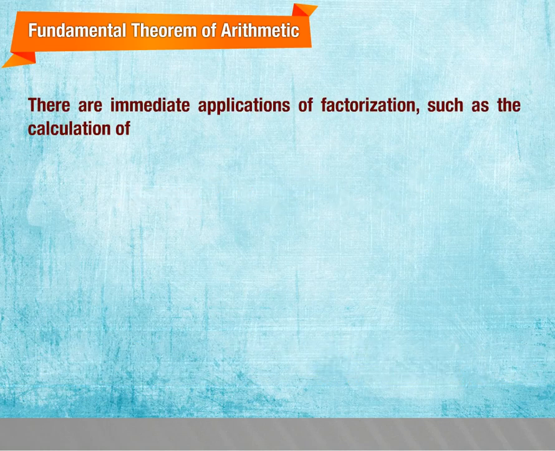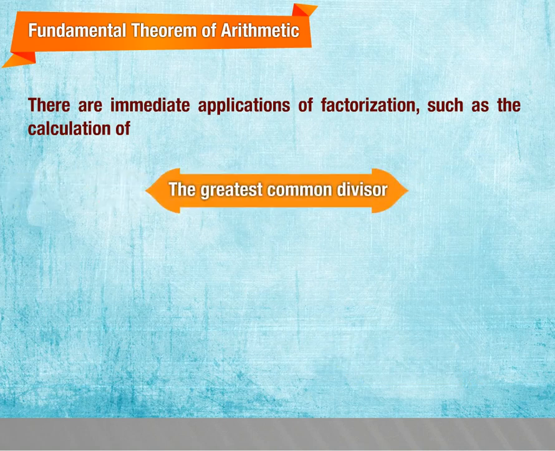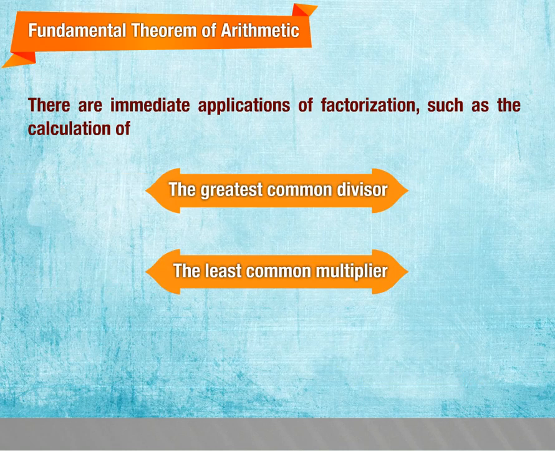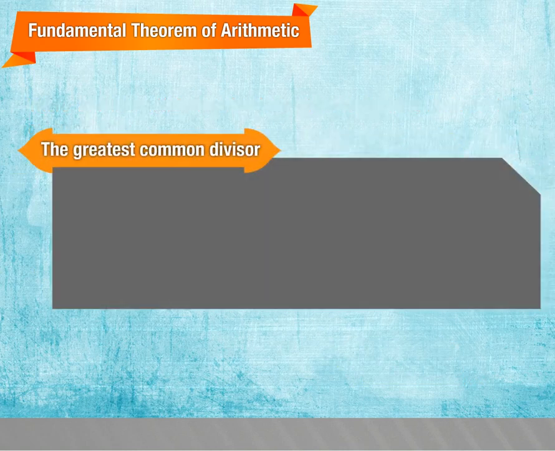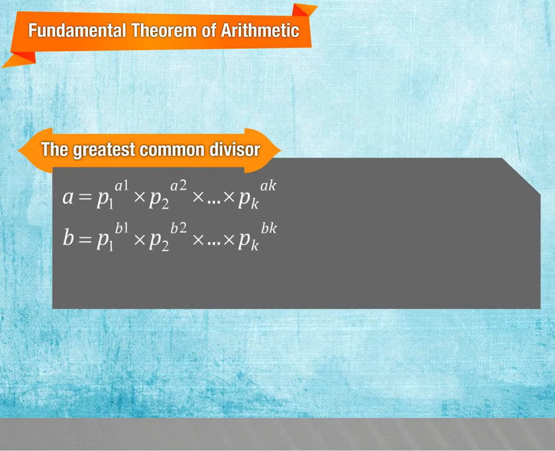There are immediate applications of factorization such as the calculation of the greatest common divisor and the least common multiple. For the greatest common divisor, A is equal to p1 to the power a1 into p2 to the power a2 and so on up to pk to the power ak. B is equal to p1 to the power b1 into p2 to the power b2 and so on up to pk to the power bk.